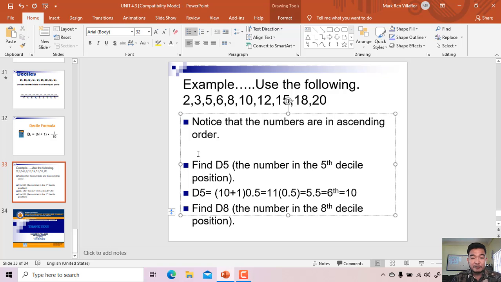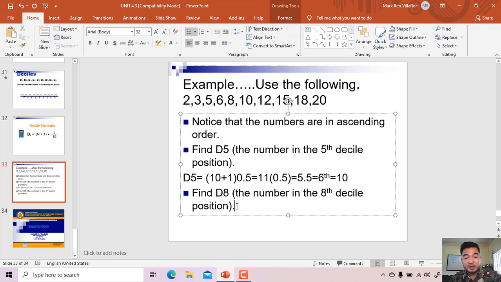Next, let us solve the 8th decile. So, 8th decile is equal to n plus 1 again. So, n, di naman nabago. That's 10 plus 1 times I over 10. What is I over 10? 8 over 10. What is 8 divided by 10? That's 0.8. So, you will have 10 plus 1 is 11 times 0.8. We multiply 11 by 0.8. 11 times 0.8 is equal to 8.8.